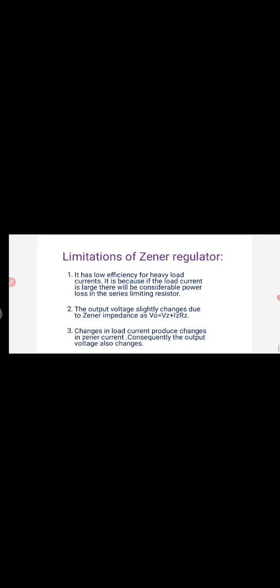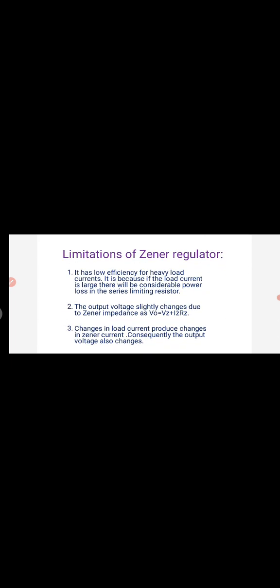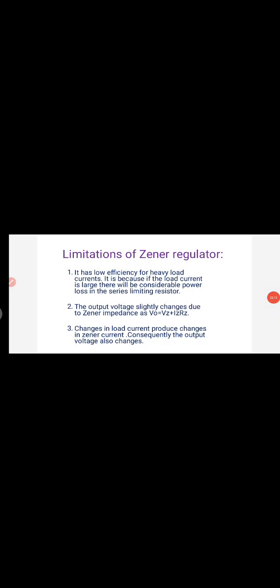So the main limitations of this Zener regulator are as follows. The first one is that it has low efficiency for heavy load currents.